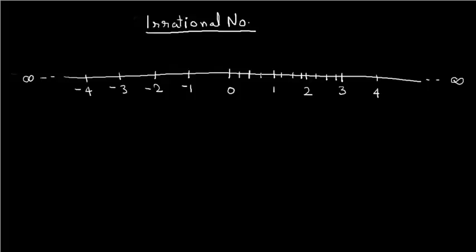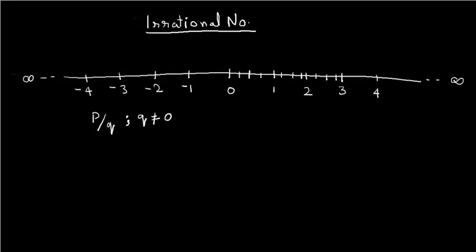The answer is yes. There are certain numbers which are called irrational numbers and they cannot be expressed in the form of P by Q where Q is not equal to 0. Do these numbers exist? Yes. And we'll shortly see why and what kind of numbers they are.